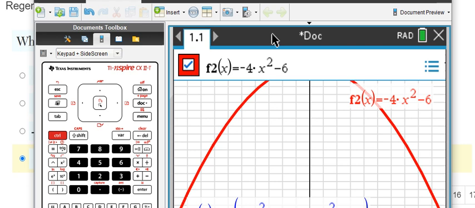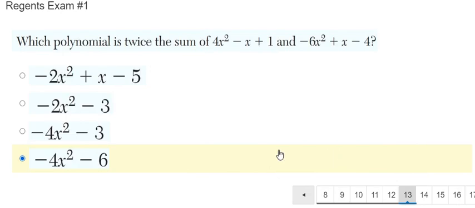If you have any doubts about a question at the end, after you've finished answering all the questions, you can go back and check your work and make sure that the answers you picked are actually the correct answers. And that's question number 13.